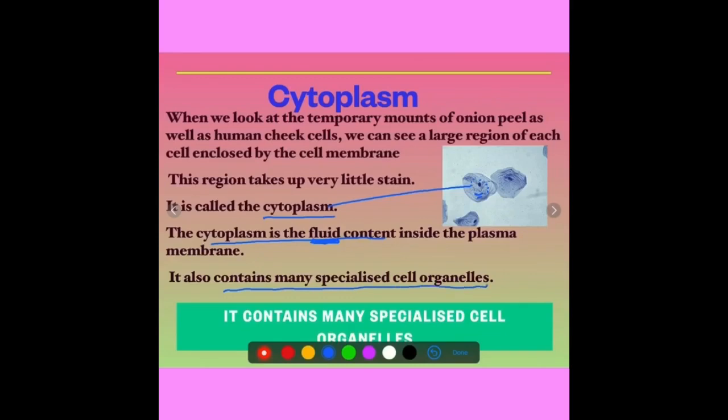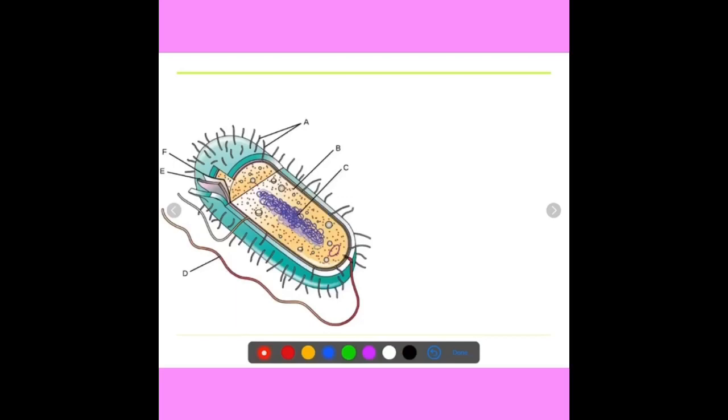So let us see which cell this is. Yes, this is not onion peel. This is not a cheek cell, this is a bacteria. And what type of cell is this bacteria? This is a prokaryote. If you remember, these prokaryotic cells do not have membrane bound cell organelles. You do not find membrane bound cell organelles here, only the DNA is here.